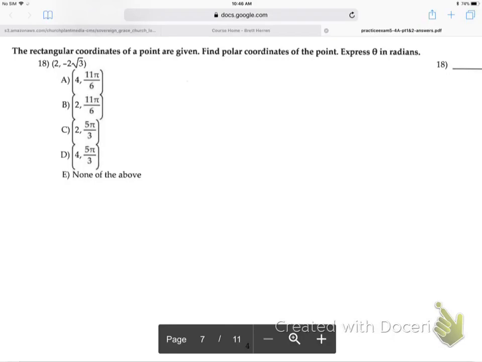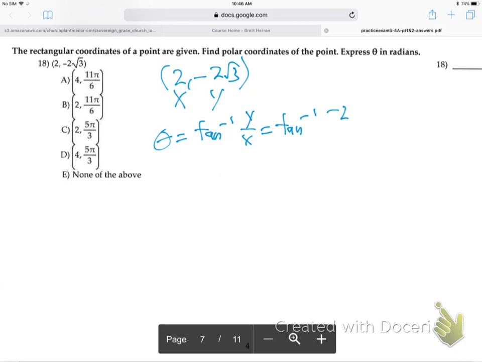So number 18, we've got 2 and minus 2 root 3. We're going to change back to polar. So this is x, y. Find the polar coordinates, okay? You've done this a million times. Theta is the inverse tangent of y over x. So inverse tangent of minus 2 root 3 over 2. The 2's cancel. Inverse tangent of minus root 3.